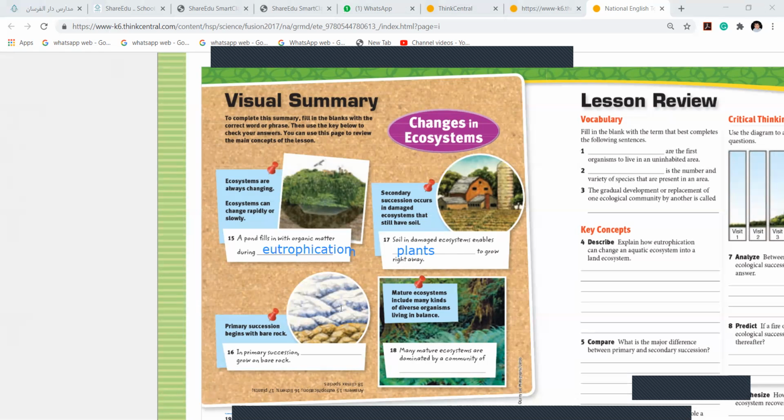what grows on the bare rocks? Those plants which grow first on the bare rock are called lichens. And finally, many mature ecosystems are dominated by a community of climax species.